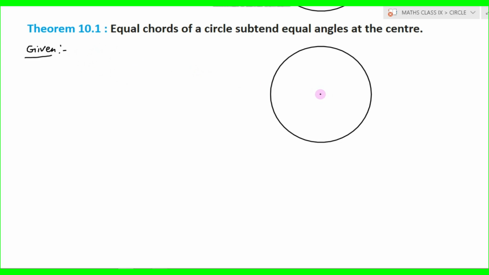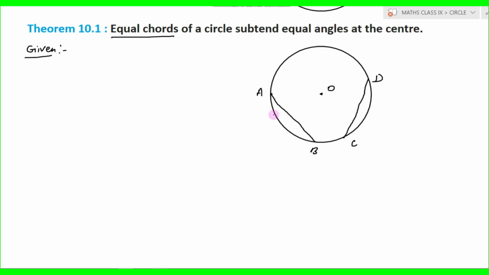First of all, we take a circle with center O. Here equal chords are given, meaning definitely more than one chord, so I am considering two chords. One chord is this, and I am taking another chord, and both chords are equal in length. Let one chord be AB and another chord be CD. So AB and CD are two equal chords given, and you have to prove that they subtend equal angles at the center.